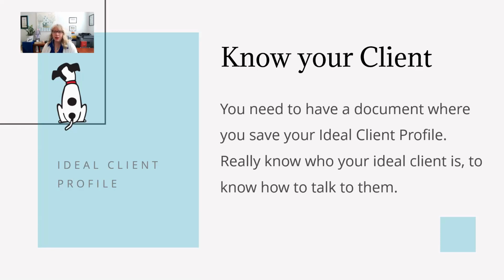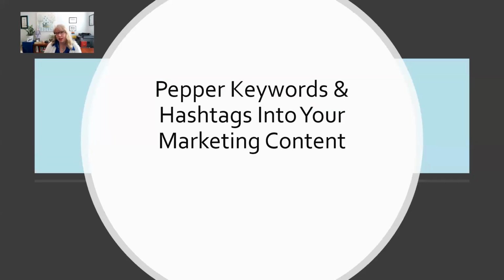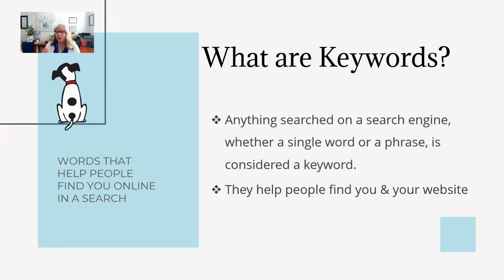Once you've got that part down, the other thing that you want to do is pepper keywords and hashtags into your marketing content. A lot of people get stuck on what keywords are, especially. Hashtags, most people know about these days. But a keyword is really a word or a phrase that can be used in a search engine. So somebody might look for it in there.